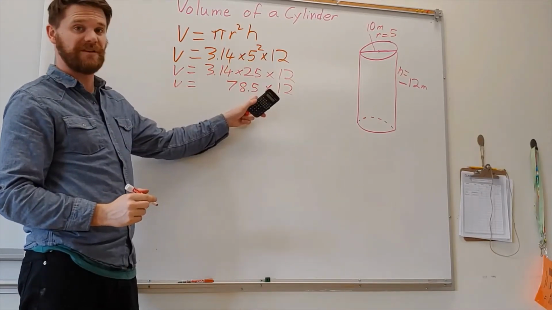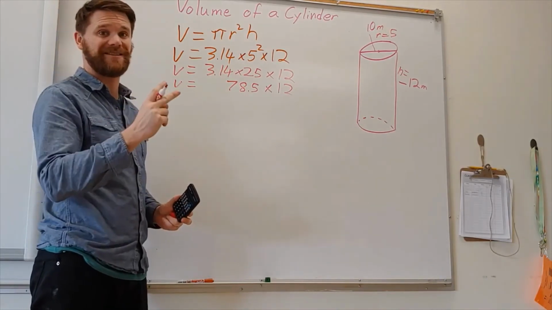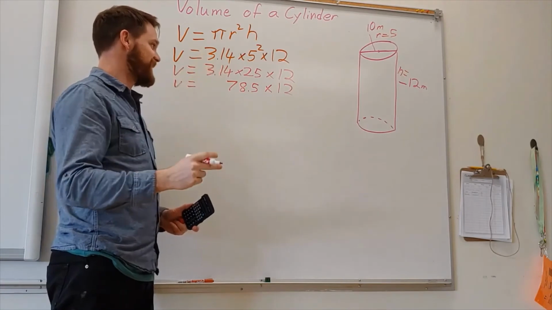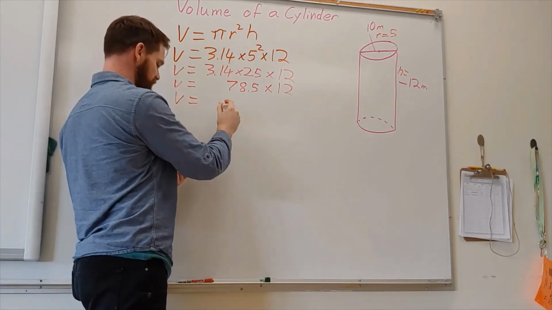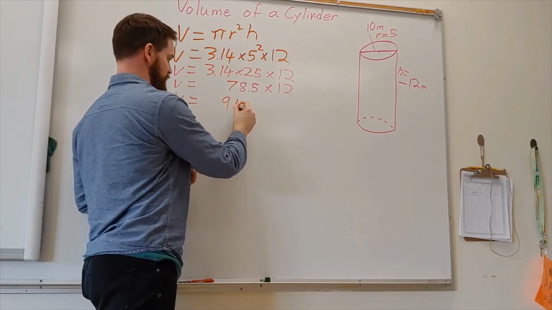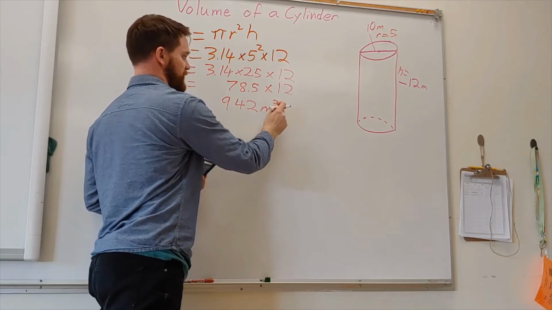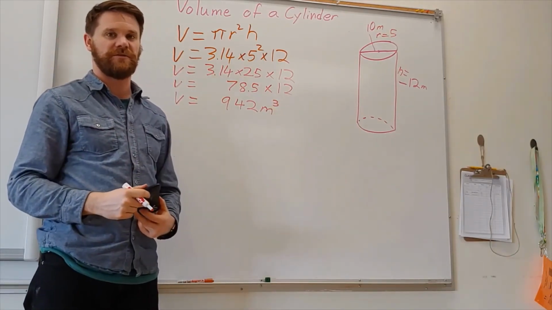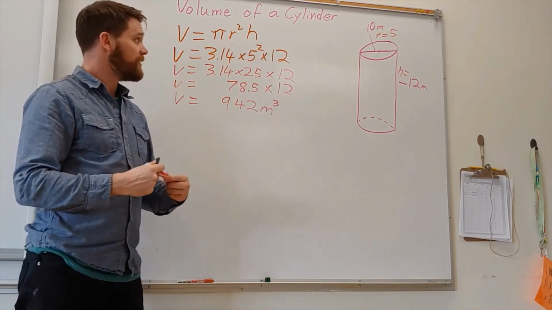So times 12, we get 942. If you're ever dealing with a decimal, sorry, I should have said this, only go 2 decimals back, to the 10th, 100th, 2 decimals back. So it equals 942. And remember, it's meters cubed. You need that little cubed. It shows that we're talking about 3D objects, not 2D objects or straight lines, 1D objects.